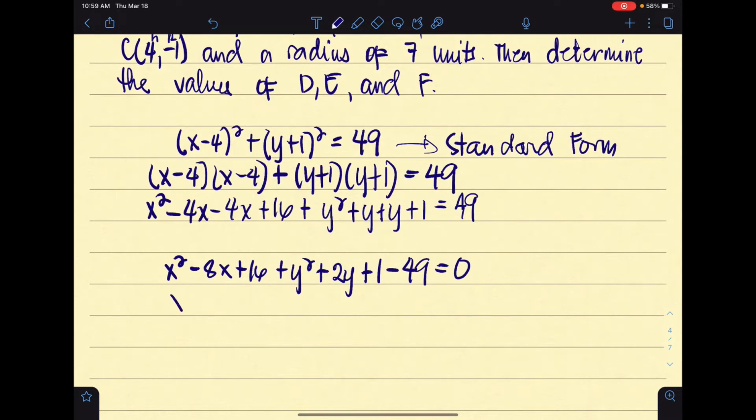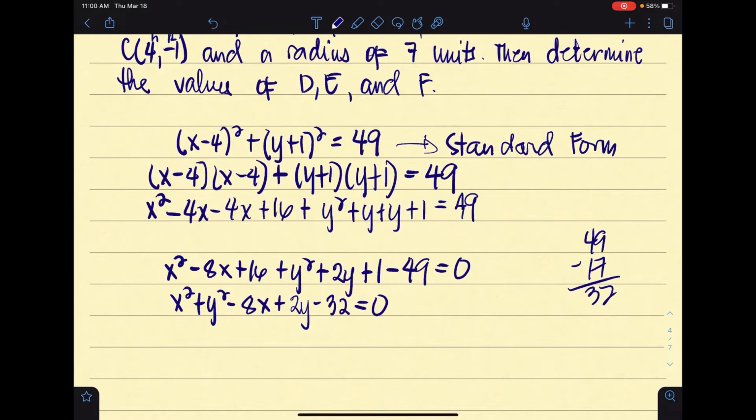You have x squared plus y squared. You have minus 8x plus 2y. And then combine all the constants. Our constants are 16 plus 1 minus 49. So that is 16 plus 1 is 17. Minus 49, that is negative. What is 49 minus 17? That is 32. Okay. Negative 32.